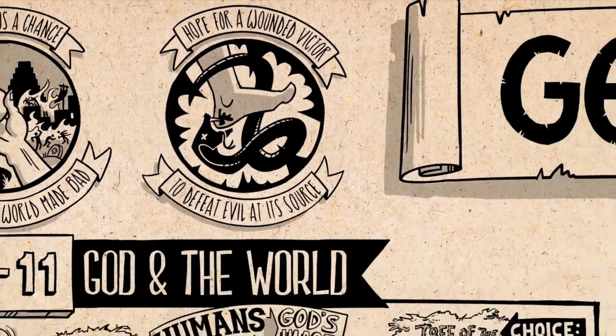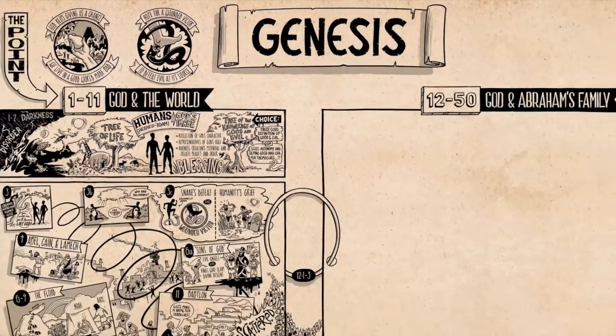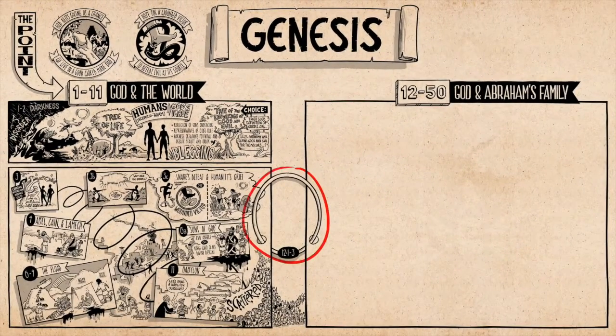And so the big question, of course, is what is God going to do? And the next story, The Hinge, offers the answer. But for now, that's what Genesis 1 through 11 is all about.